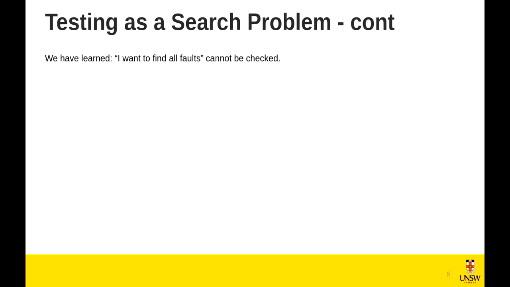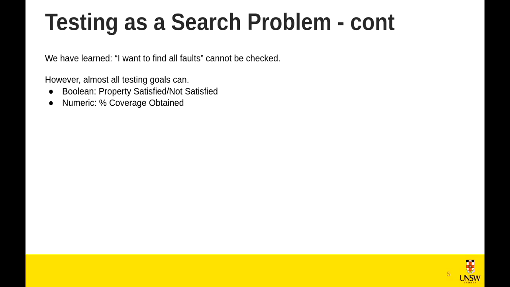We have learned that it's almost impossible to say that software is free from bugs unless we do formal verification, and it's normally impossible to find all faults within software. But all the testing goals we have just seen could be measured and checked. For example, they could be Boolean properties. We can say whether a property is satisfied or not. For trying out the two-way combinations, we can say whether a test suite covers all the two-way pairs of combinations or not. So this property could be Boolean. And it could also be numeric, because we can say that this test suite covers 80% of the statements, or maybe 19% of the branches. So we can somehow measure the test goals.